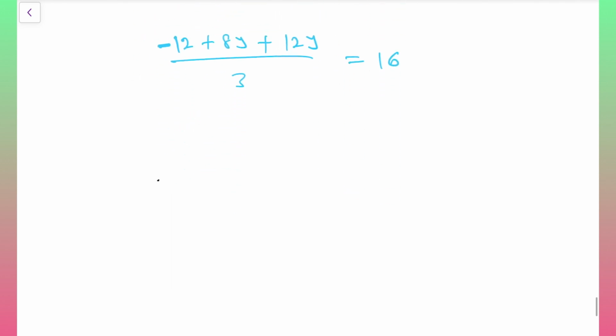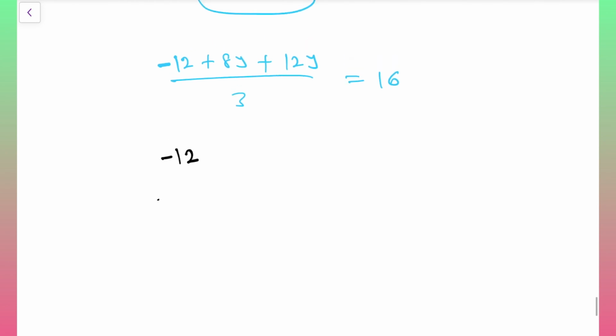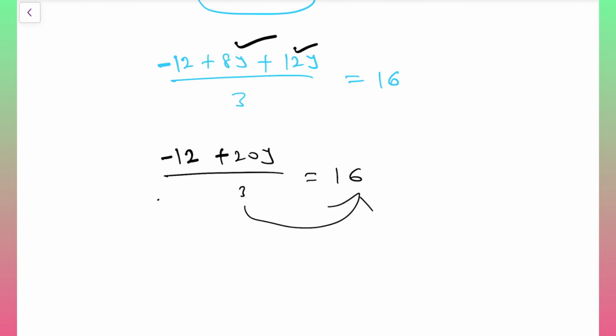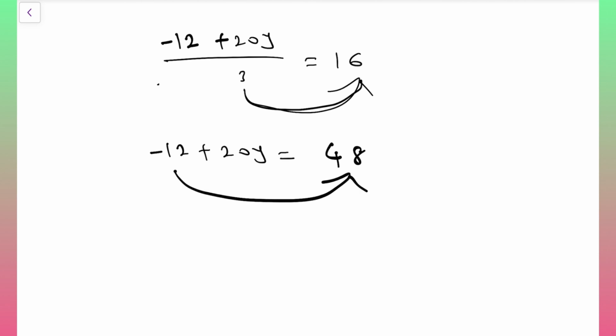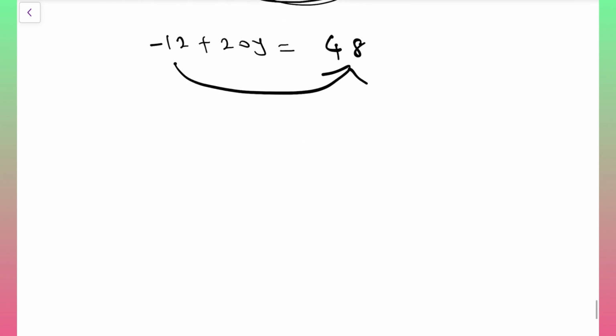Now if you simplify this, minus 12 as it is, then 12y plus 8y is 20y. 20y by 3 is equal to 16. Take this 3 to the right side. If you take it to the other side, it becomes a multiplication. Minus 12 plus 20y is equal to 3 into 16. 16 threes are 48. Now take minus 12 also to the right side. Minus 12 if you take to the other side becomes plus 12.